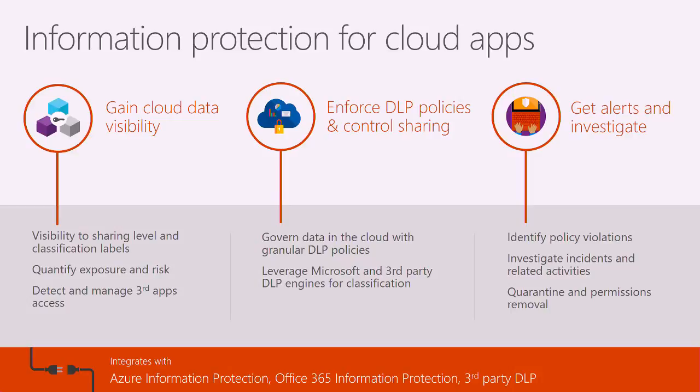So what it means is that you can go and see, okay, I've got all these applications. I want to alert the administrator when documents go into this particular location, and I want to be able to do something with that. Quarantine the user, make that document private, stop that document in its tracks. So we can quantify the exposure and the risk, detect and manage all those third-party applications, and then we govern all that and leverage Microsoft and third-party DLP for classification.